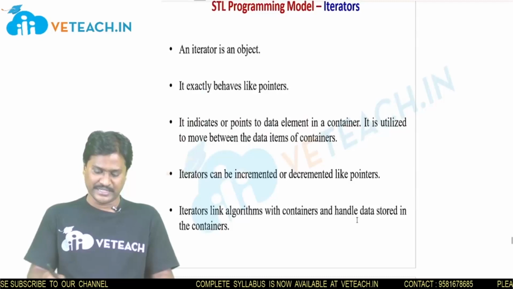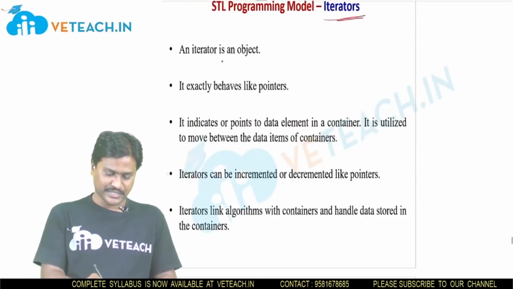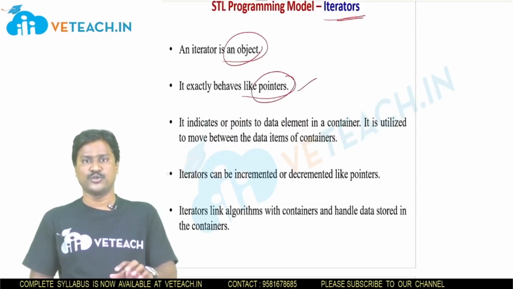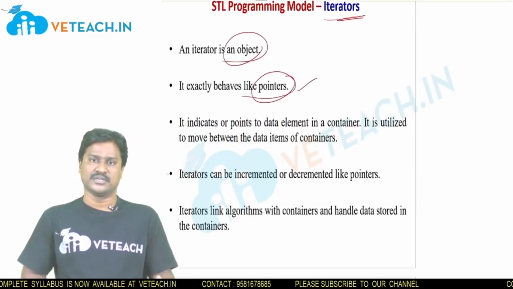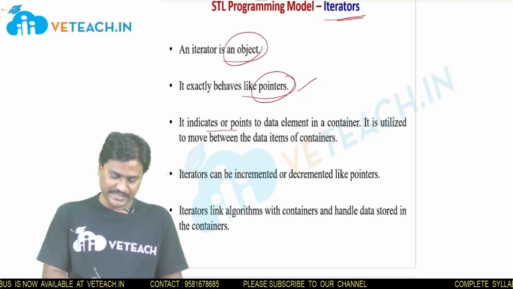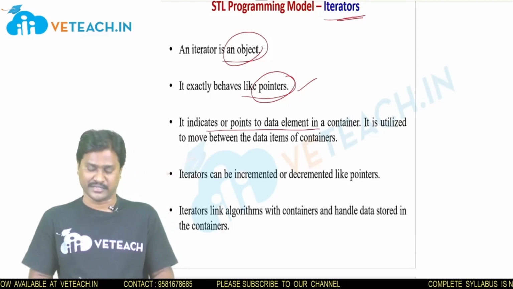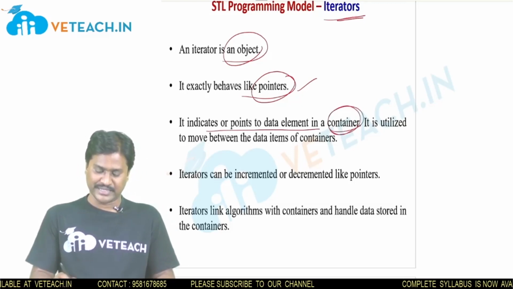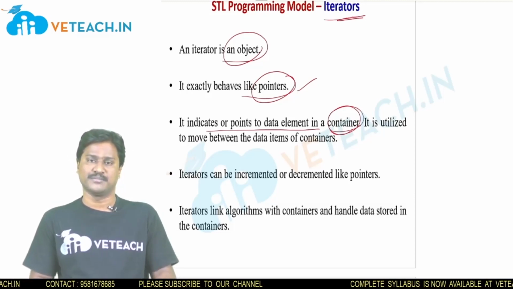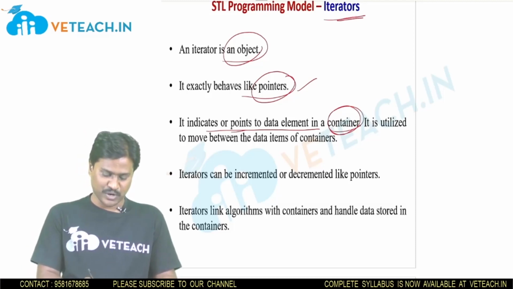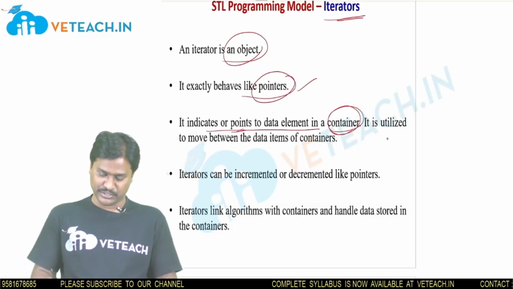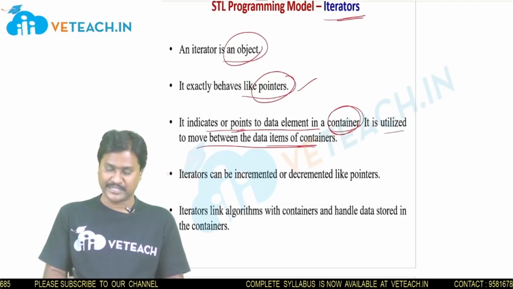And coming to the next one, iterators. An iterator is an object that behaves exactly like a pointer, and we know a pointer refers to a particular memory location, and can be used to access data from memory. So it indicates a pointer to data elements in a container. We know the container contains the data elements, and algorithms are used to perform operations on the data stored in the container, and these iterators are utilized to move between the data items of the container.